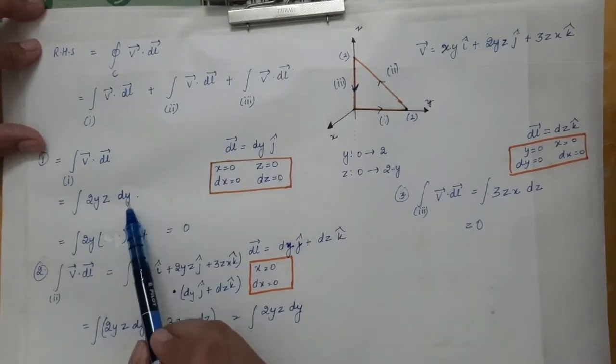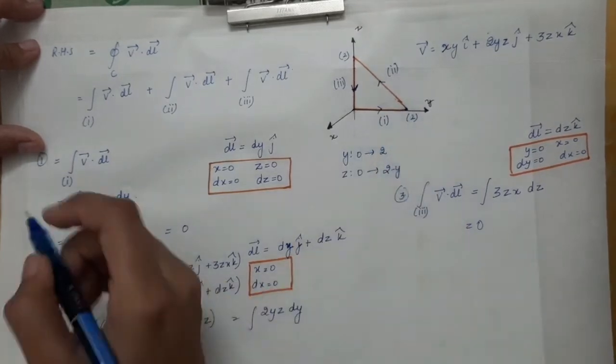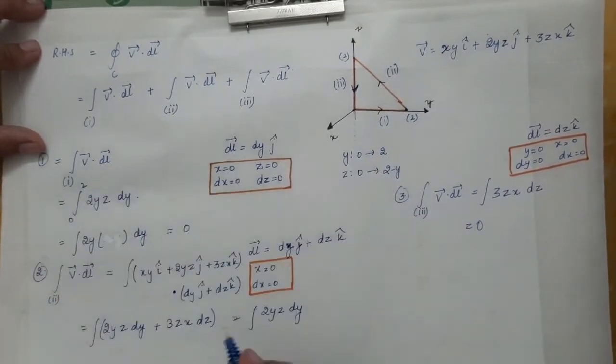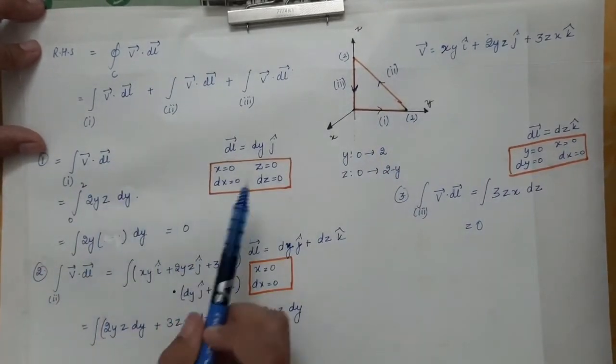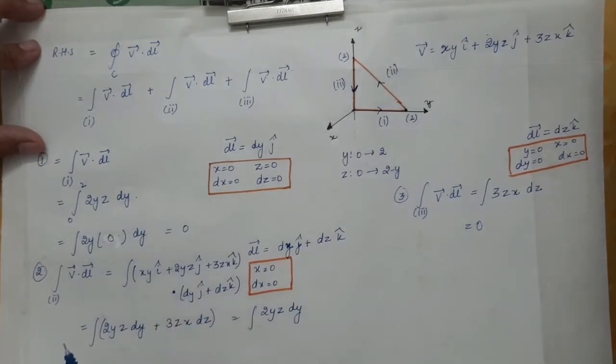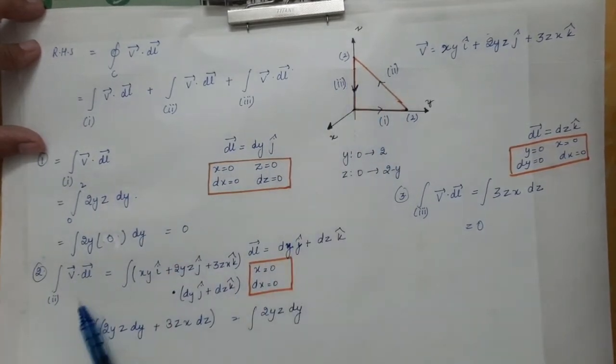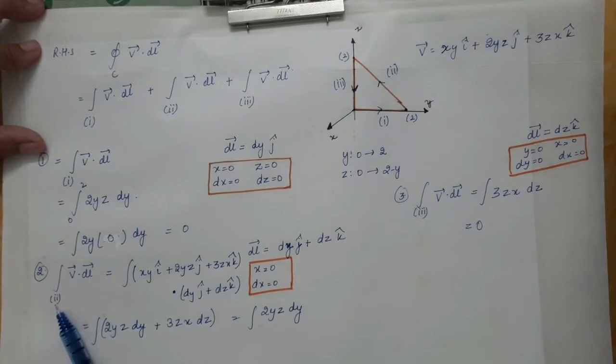Now, here the variable is y, and y is varying from 0 to 2, and z is equal to 0 in this case. So this whole integral will be equal to 0. Now the second path, the line integral over this path, vector v dot dl vector.